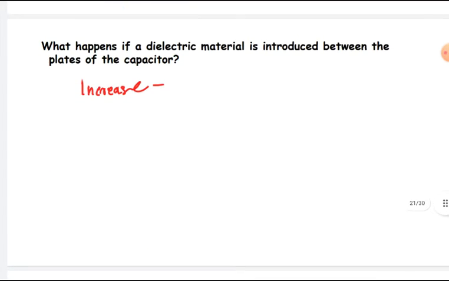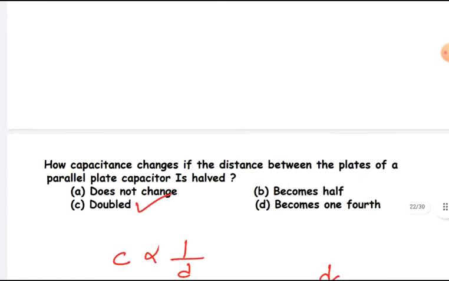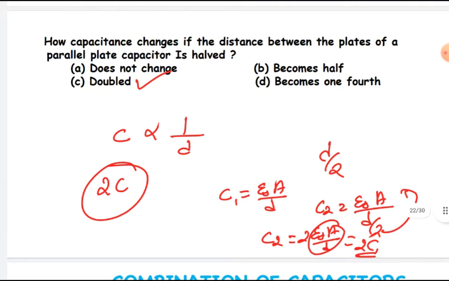What happens if the dielectric medium is introduced between the plates of the capacitor? Definitely, capacitance increases. How does capacitance change if the distance between the plates of a parallel plate capacitor is halved?